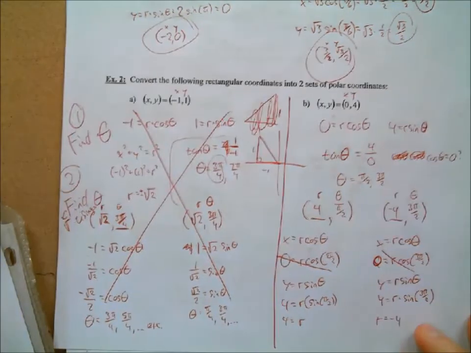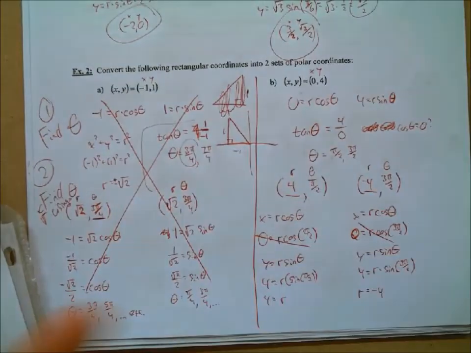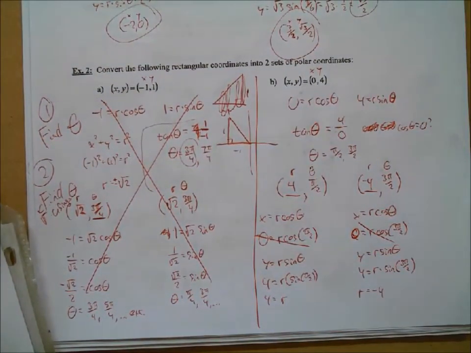All right, so just remember, right? Don't do what Mr. Whitmire did on letter A. Do what Mr. Whitmire did here on letter B, right? Find your theta first using tangent, and then use r cosine or r sine to get your r.